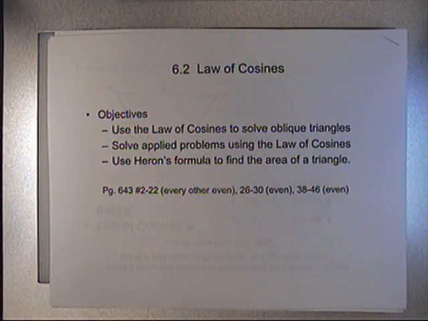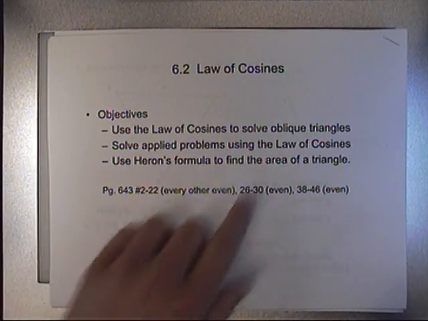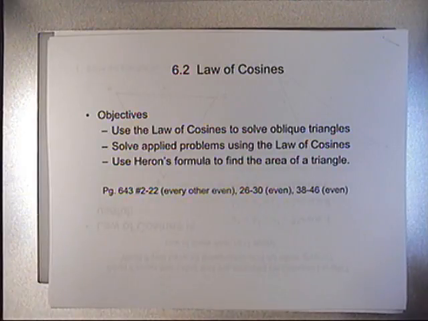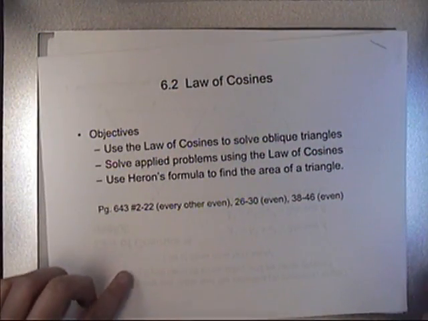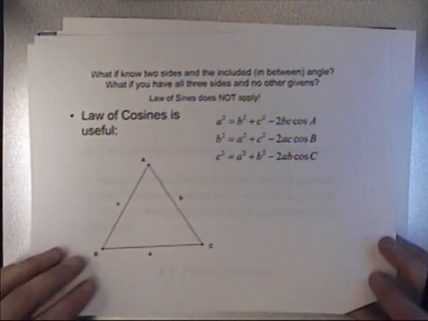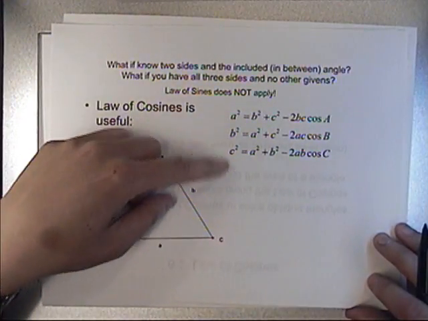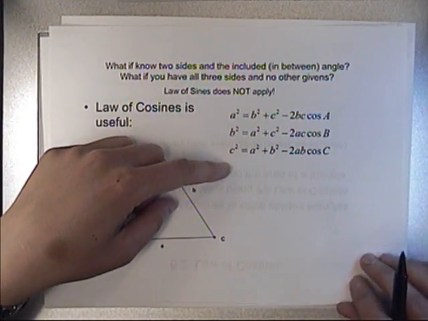Okay, so the law of cosines is used to solve non-right triangles. Remember, that's what the word oblique means: it's not a right triangle. We can use the law of cosines to solve these problems if we can't start by using the law of sines. This is what the law of cosines looks like. There's three different possibilities of how to set it up.